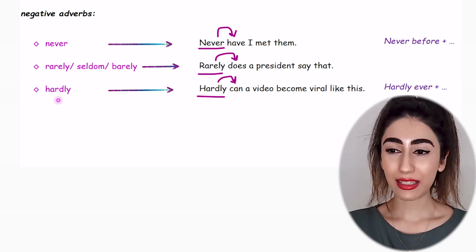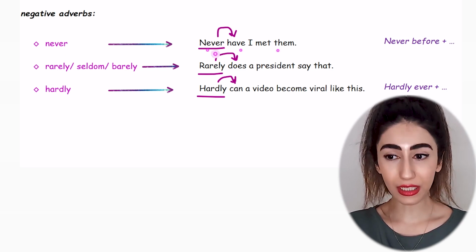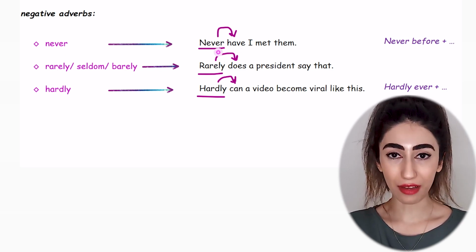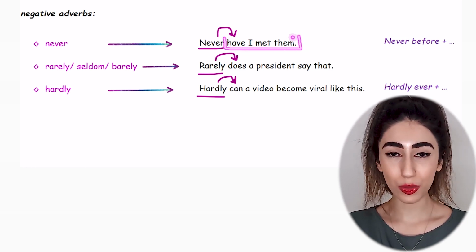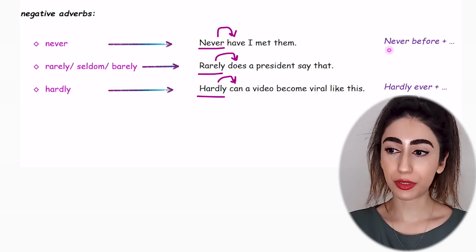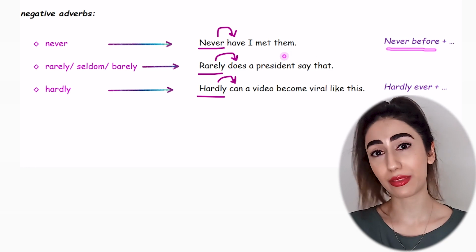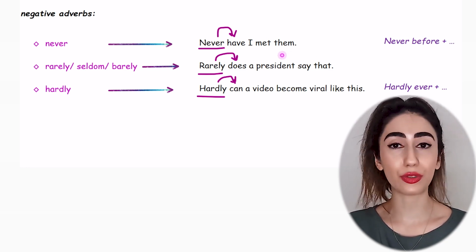So, never. Look at this sentence. Never have I met them. Because we have never, we have used have right after that. Imagine this one is a yes or no question. Have I met them? Yes, I have met them. You can add never before. Never before have I met them. It means I have never met them. You can use that too. When you want to put emphasis on never, put it at the start of your sentence. Then also you have to change the place of the auxiliary in your sentence.